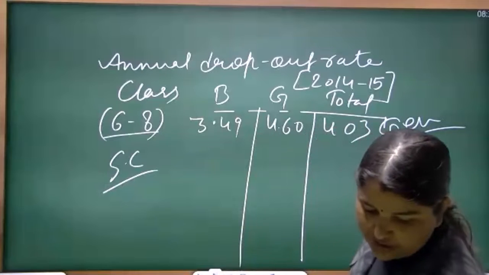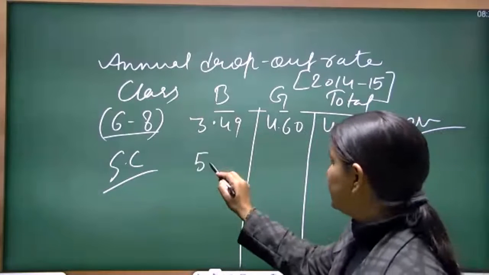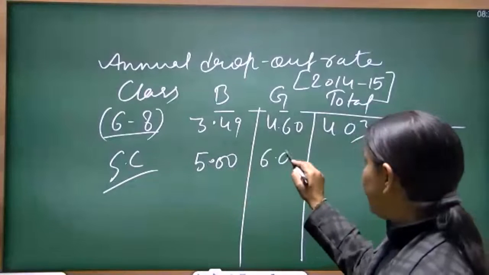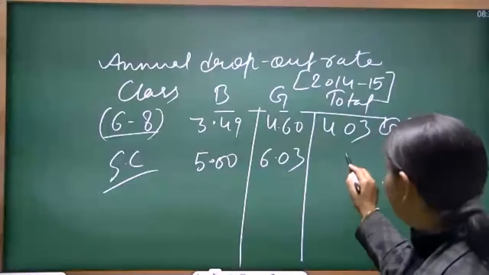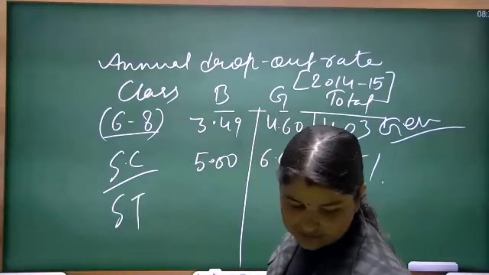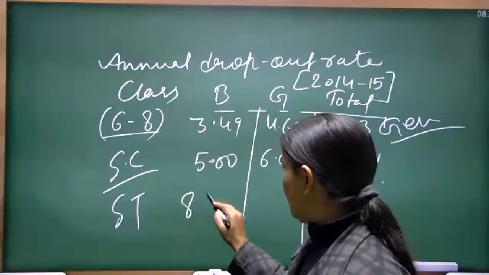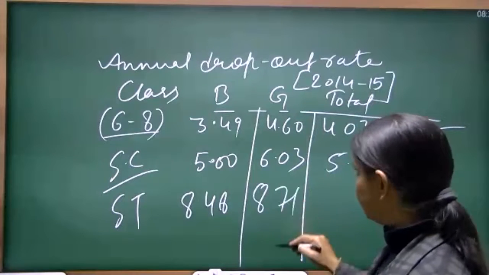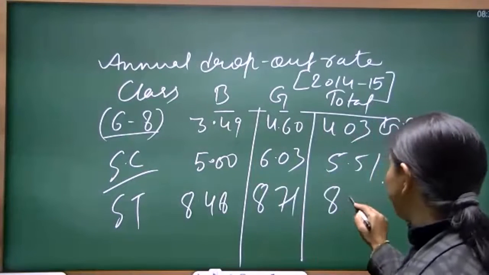As you go to scheduled castes, the ratio for boys is 5.00%, for girls 6.03%, and the total is 5.51. For scheduled tribes, it is 8.48 for boys and 8.71 for girls, and the total is 8.59.